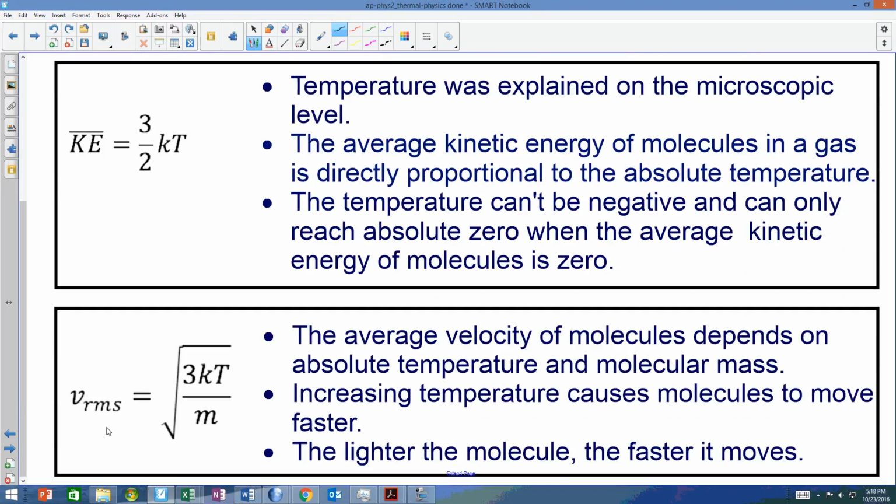The root mean square velocity is equal to the square root of 3kT over m. The average velocity of the molecules depends on the absolute temperature and the molecular mass. Increasing temperature causes the molecules to move faster. The lighter the molecule, the faster it moves.